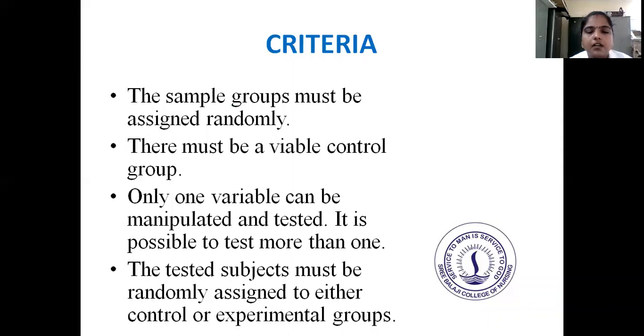The criteria for selection of true experimental research design are: the sample groups must be assigned randomly. There must be a viable control group. Only one variable can be manipulated and tested. It is possible to test more than one. The tester subject must be randomly assigned to either control or experimental groups.